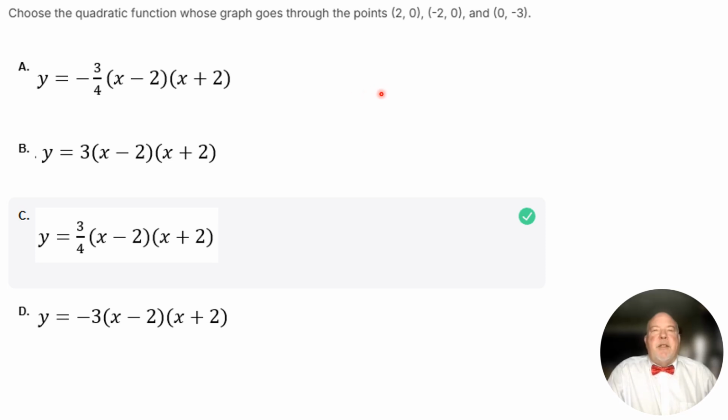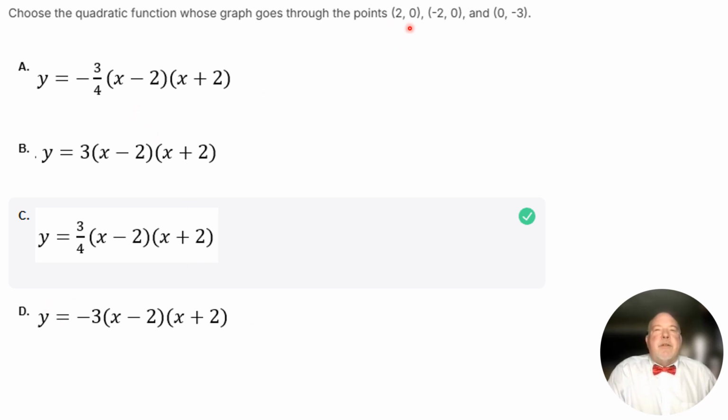All right, there's a couple things you want to notice first in this question. It says choose the quadratic function whose graph goes through these 3 points. The first thing I want you to notice is when you look at these equations, they're all written in a factored form. So this is the factored form of a quadratic equation. Okay, so that's the first thing I want you to notice.